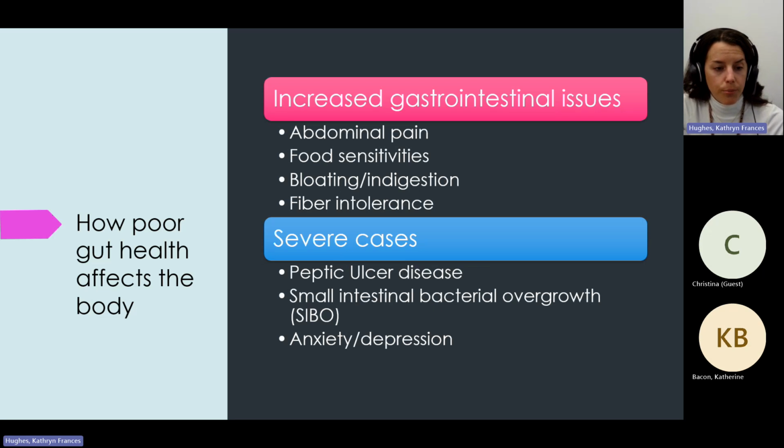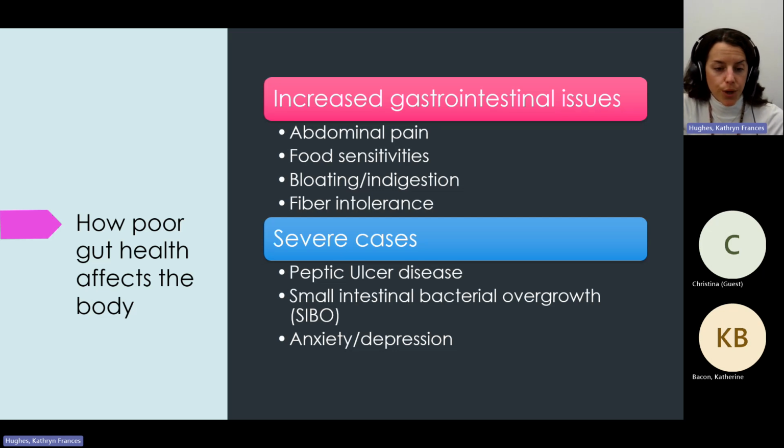So, how poor gut health affects the body. Of course, I already mentioned feelings of discomfort, right? Abdominal pain. It can lead to food sensitivities. People think that food sensitivities are because of the food. A lot of times, it's just because your gut is weak, so whatever you eat a lot of is going to cause problems. So, we don't really recommend food sensitivity testing. It really depends on the person, so definitely speak to your doctor about that, or a dietitian.